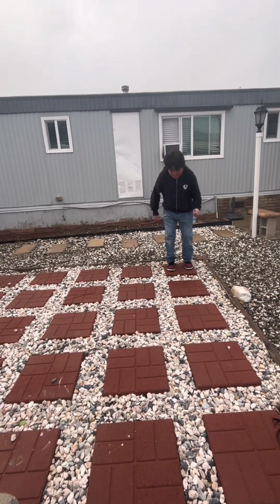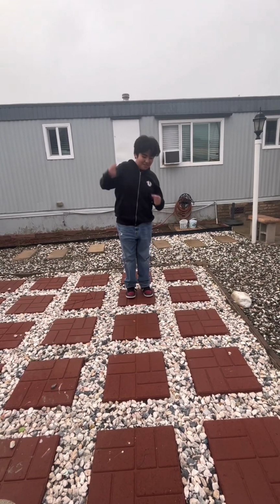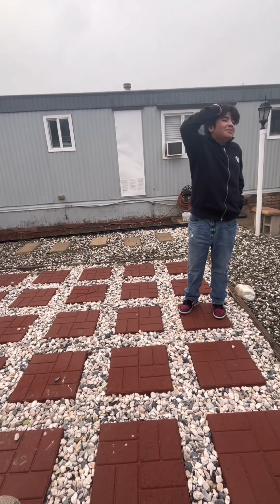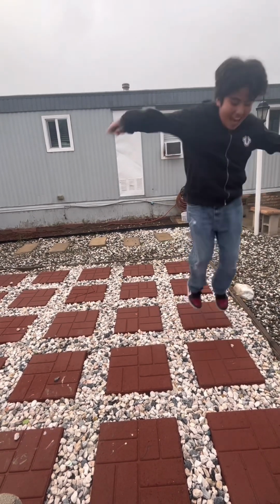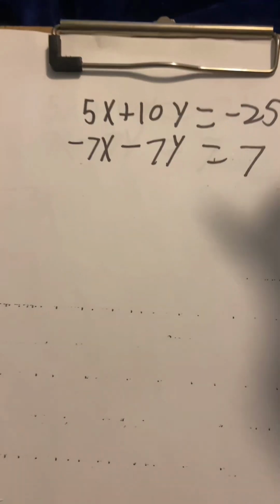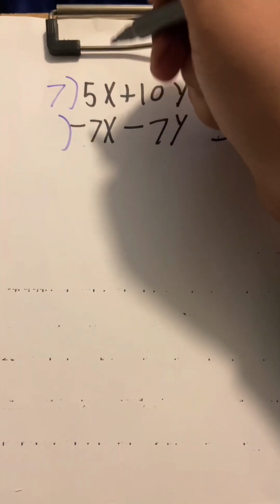Now it's Juan's turn. He got the first block right. He got the second one right. He got the third one right. He got the fourth one wrong. To solve this problem, I'm going to need to cancel out one of the variables. So I'm going to cancel out the x variable first.